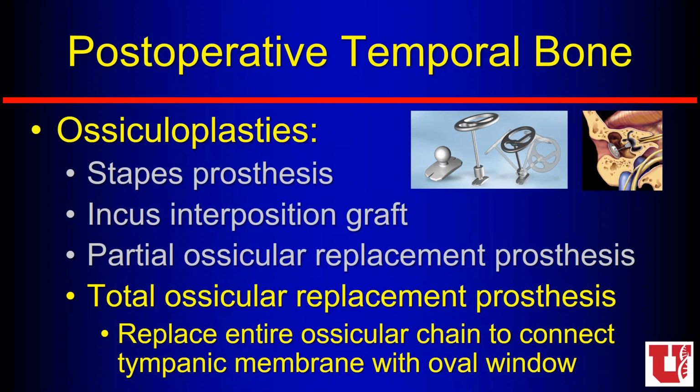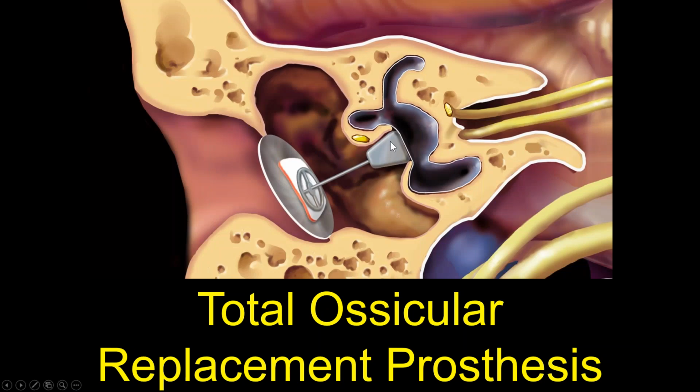So here's the graphic showing a TORP, a total ossicular replacement prosthesis. So we have a wide portion, as you can imagine, being sutured to the tympanic membrane with a longer stem that's connecting all the way to the oval window itself. So when we see this and we don't see any normal ossicles, that's going to be a TORP instead of a PORP in that place.